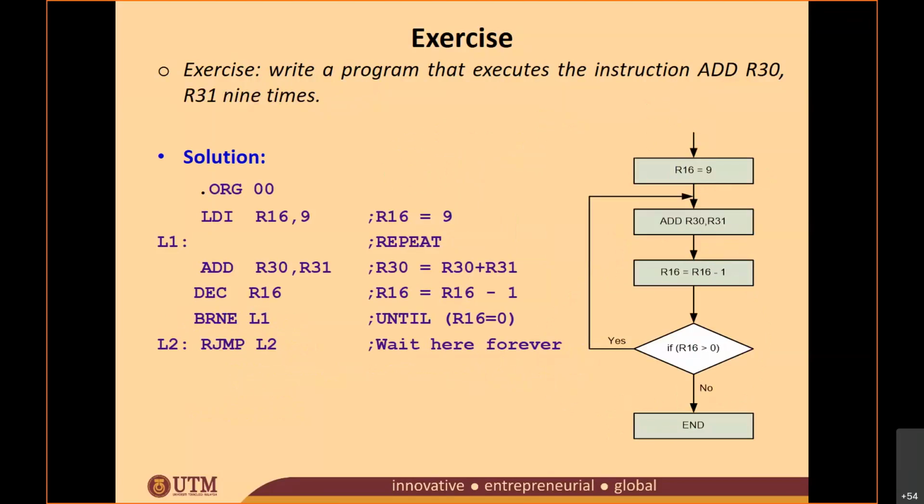Okay, next we look at another example. You are going to write a program that executes the instruction ADD R30 R31 9 times. You're going to execute this operation, which is R30 plus R31, how many times? 9 times. So, how to do that? Macam mana nak buat? What are you going to do?